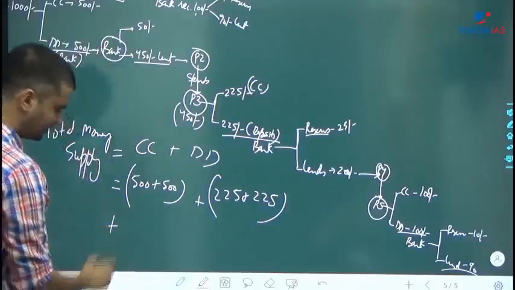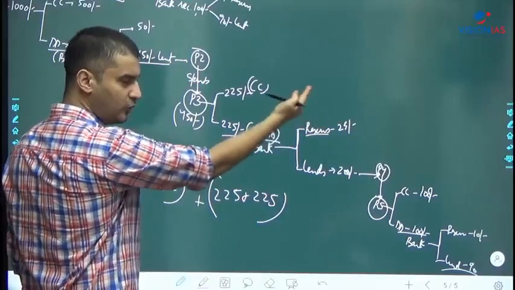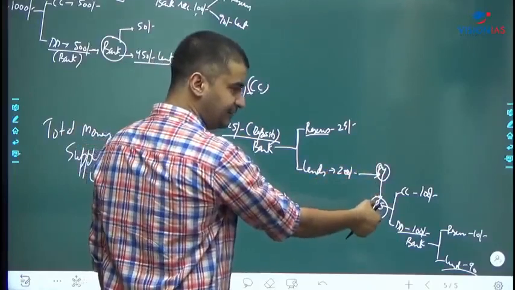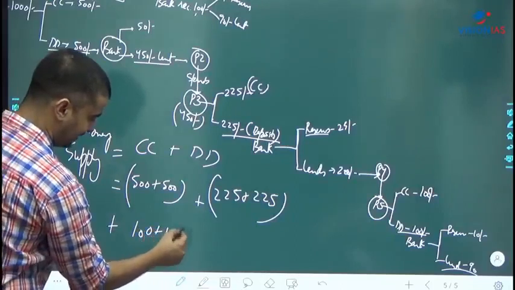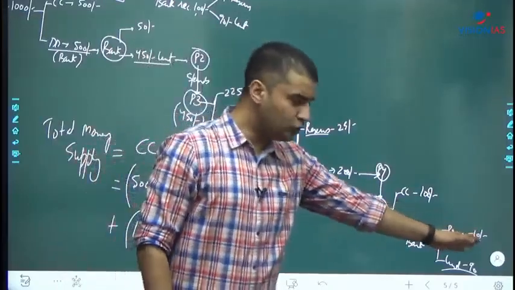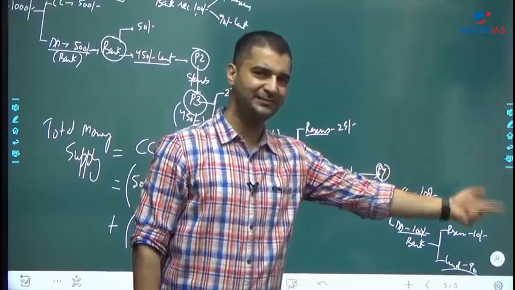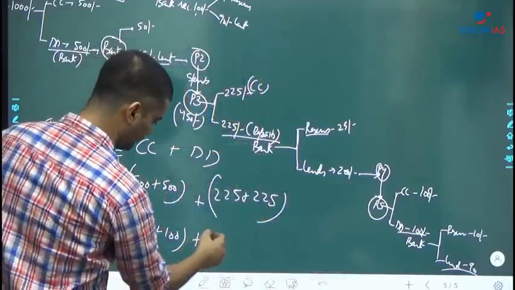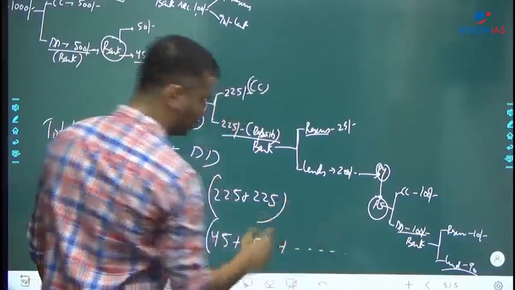In the next stage, 225 is deposited, 25 goes out in the form of reserves, 200 is lent, 200 is spent, and it is in the form of 100 cash plus 100 deposits. 100 currency plus 100 deposits. At the next stage, 10 rupees is removed in the form of reserves, 90 rupees is lent, 90 rupees will be spent, 45 in the form of currency, 45 in the form of deposits. 45 plus 45, and so on and so forth.